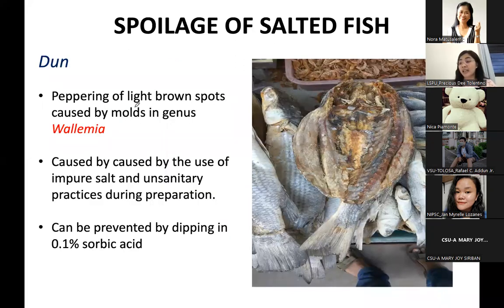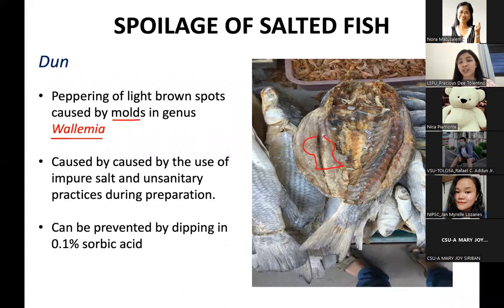And ito namang si Dun, I think you have seen this also. Si Dun is caused by molds. If pinking and reddening is caused by bacteria, dito naman kay Dun, yung cause niya are molds. Specifically, yung genus na Wallemia. So yan, nakikita nyo na parang mga brown spots dito.